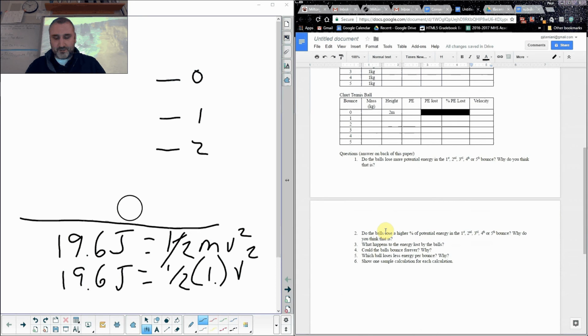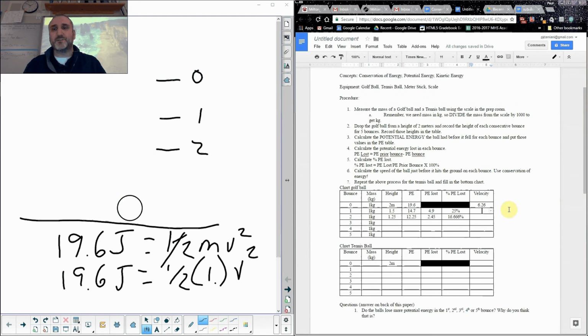Let's try and have this for me on Monday, and we'll have a good discussion about what's going on in terms of basically who's a better bouncer. Is it a golf ball or is it a tennis ball? Which one can I hang on to longer? Does a tennis ball lose less energy every time it bounces compared to a golf ball? So that's sort of what you're doing. I hope that this makes sense in terms of doing the math.